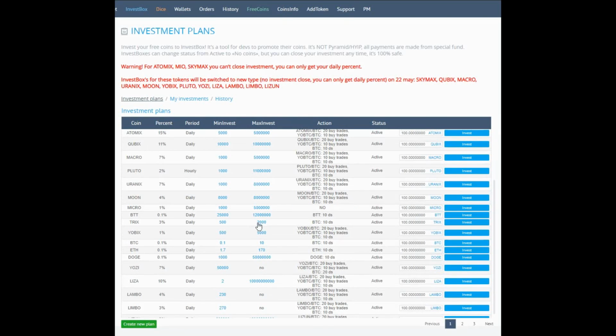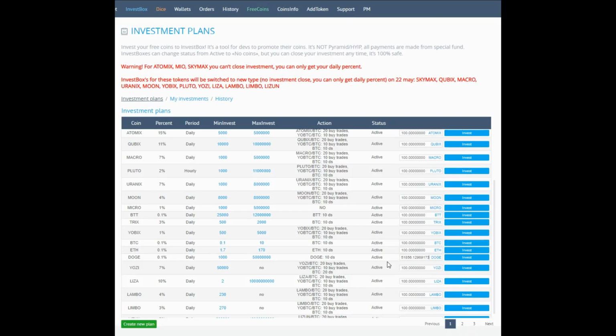So again, you have to keep in mind that the reward may be active for 1 day, may be active for a month, and it may go inactive again, because as you can see, it says: invest your free coins to InvestBox. It's a tool for devs to promote their coins. It's not a pyramid hype. All payments are made from a special fund. If the special fund doesn't have any more coins to pay the daily payouts, then it goes inactive.